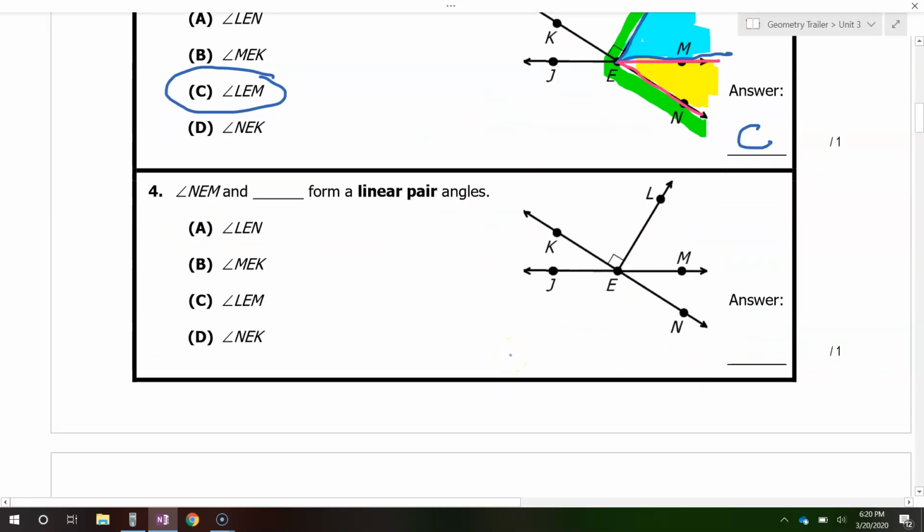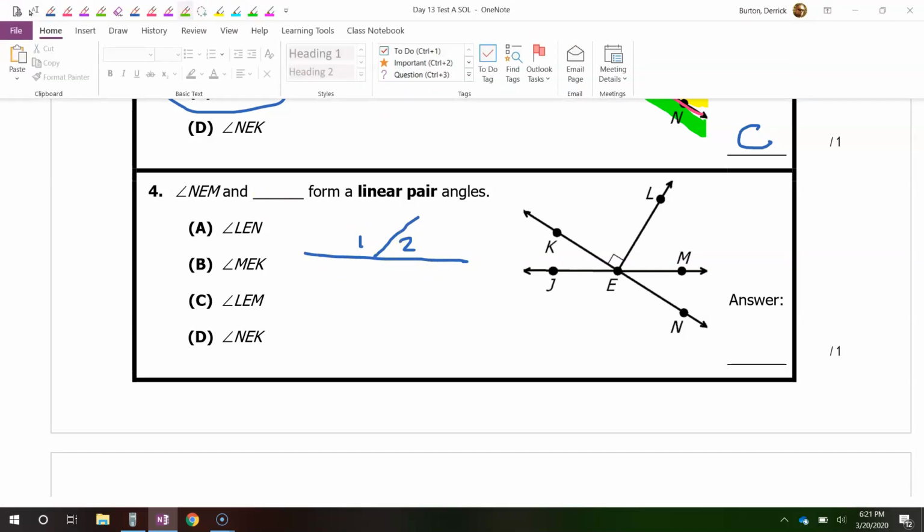For number 4, NEM and what angle form a linear pair? A linear pair, that's two angles that form a straight line. So an example of a linear pair would be like this. Angle 1 and angle 2 would be a linear pair because they're back to back and they make a straight line. So that's what we're looking for. So just keep your eyes open.